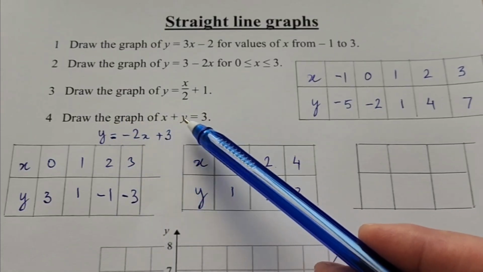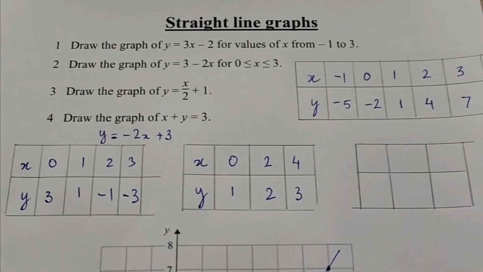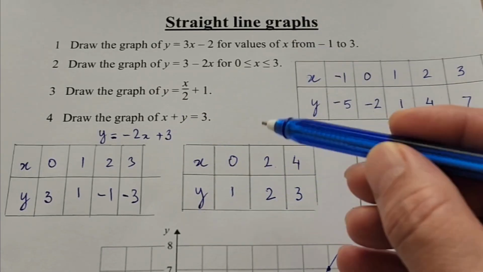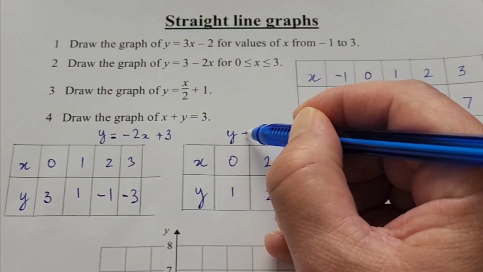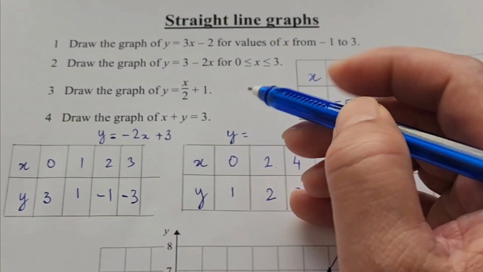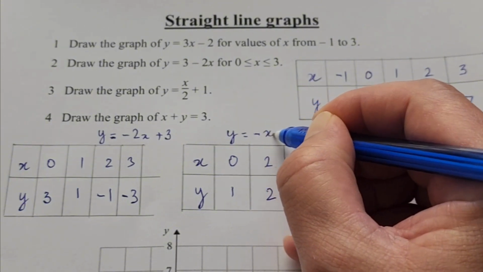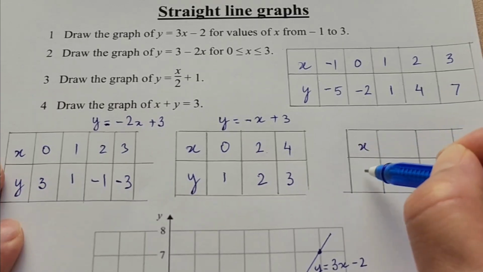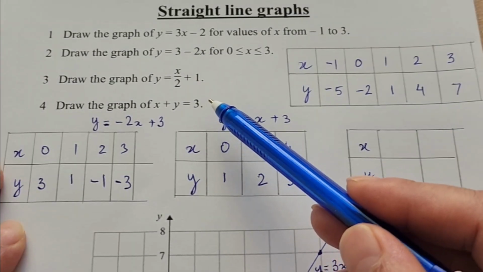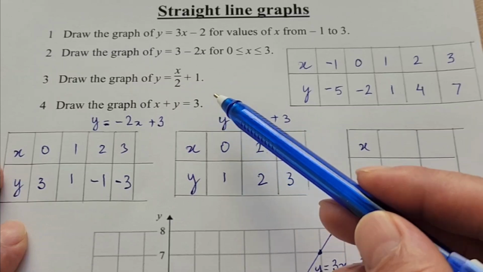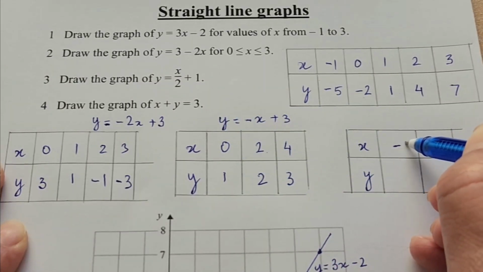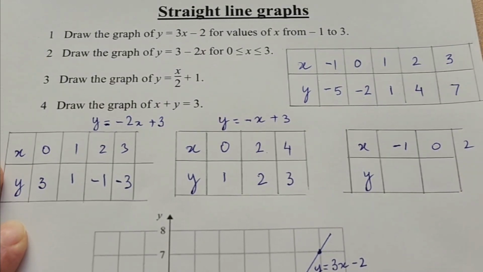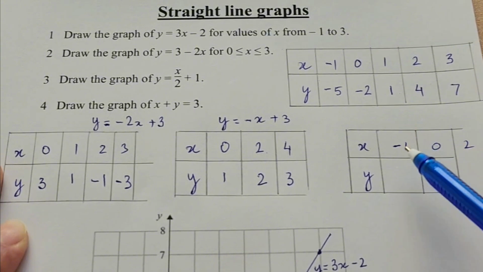Draw the graph of x plus y equal to 3. Now this equation is not in the usual form. You can rearrange this equation. Y equal to, take away x from both sides, negative x, and that's positive 3. The values of x are not given, so let us give it ourselves. Negative 1, 0, and 2.